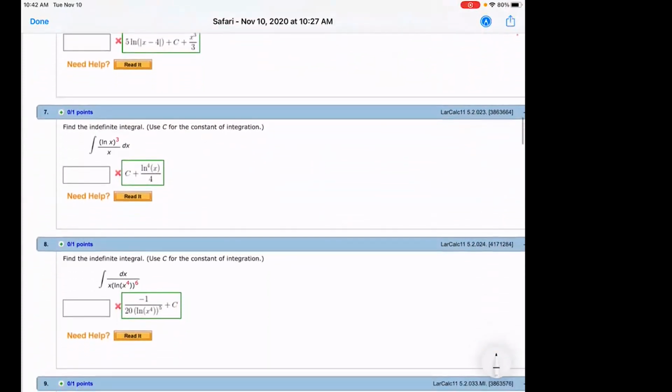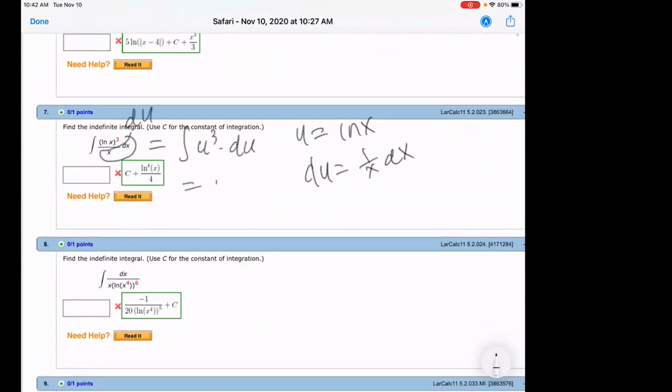Okay, number 7, as you can see, you can put u to be natural log of x and du to be 1 over x dx. Then you can rewrite this problem as, you see, that's your du. Then you have u to the third and du. That's just a power rule. So you have u, which is natural log of x, to the 4 divided by 4 plus c. All right, so I need to see all these steps, class. Number 8 is the same way.